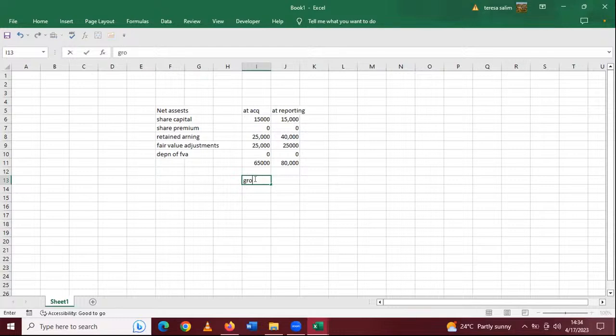So go to the next one before I explain the growth in terms of net assets. Now we want the growth in net assets. We just take the post acquisition profit and minus the net assets at acquisition, isn't it? And then we get 15,000. The share capital will also do it. Share as follows: the parent and the NCI. Now you share.